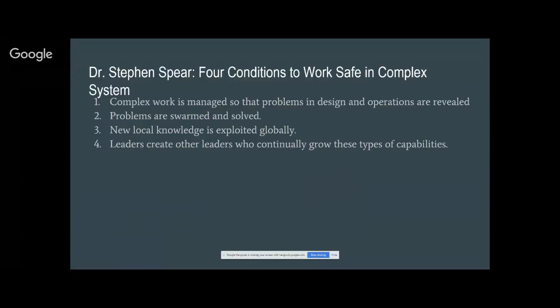Now, the fourth step is leaders create other leaders who continually grow these types of capabilities. This is important because we all know people move on, up, and out. We want to create an environment, create that buy-in to these conditions, so that they continue on and continue to improve and to be more efficient.